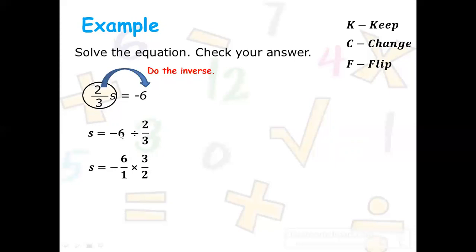Now keep it. So we keep the first the same. You don't do anything for the first one. We change the sign. So divide becomes multiply, and then we flip this fraction. Flip means we bring the number down up and we take the number up down. So this is how we do division of fractions. Keep it, change it, flip it.